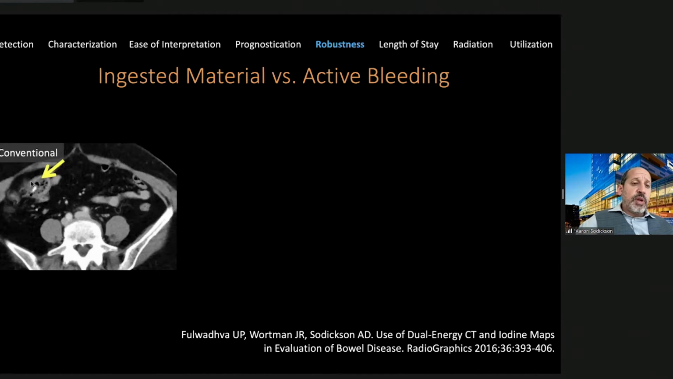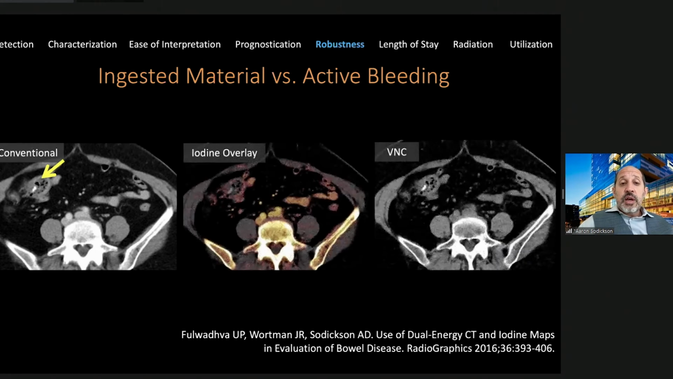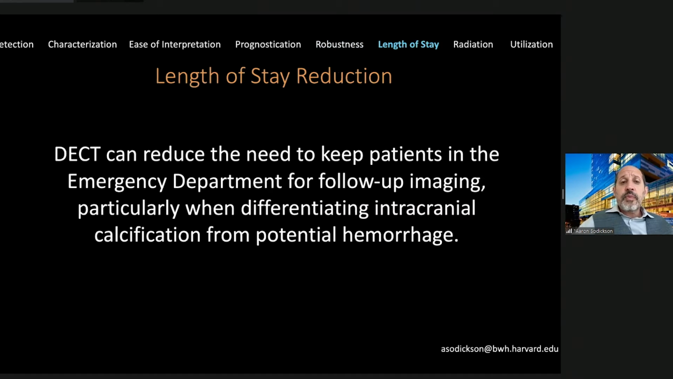Here's another example. We not infrequently see these bright spots in the bowel lumen, and I hate having to think too hard about whether this patient has an unsuspected GI bleed or whether this is ingested material. We can answer that with dual energy. We don't have color-coded iodine content. This persists on the virtual non-contrast. This is something that the patient ate, whether it's Pepto-Bismol or pill fragments or something else.